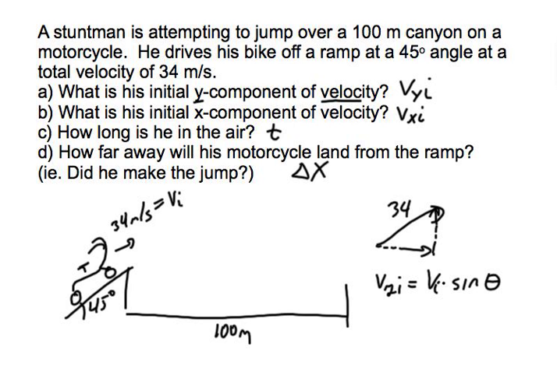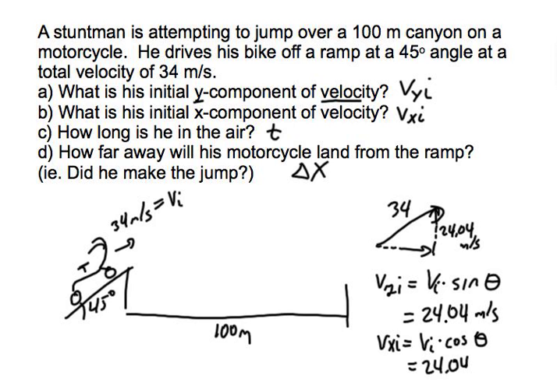24.04 meters per second. So in other words, his vertical component is 24.04 meters per second. That's how fast he's going vertically. Now, what is his x component? I'm going to use pretty much the same idea. Vxi is going to equal vi times cosine theta. And since this is 45 degrees, I'll just kind of jump ahead. They're going to be the same length. It's also going to be 24.04 meters per second. So in both directions, the initial velocity is the same. So he is moving just as fast vertically as he is horizontally when he leaves the ramp. That's what a 45-degree angle means.